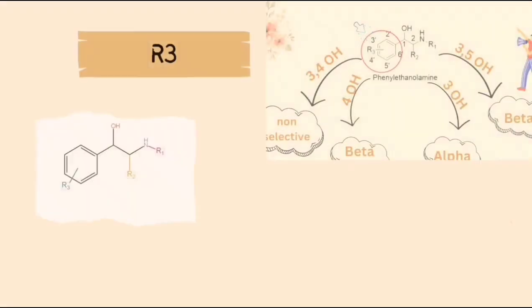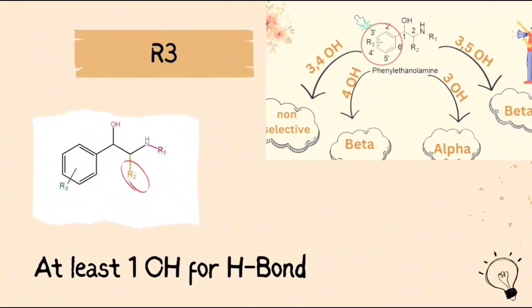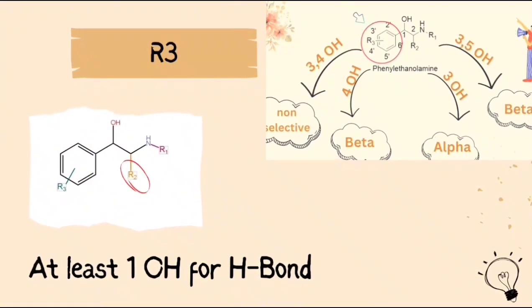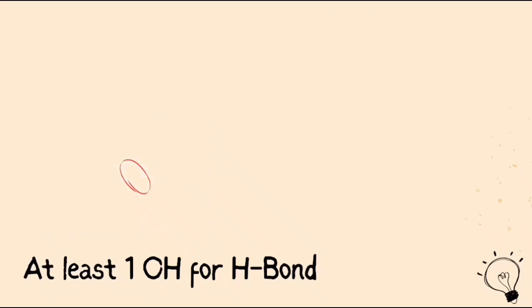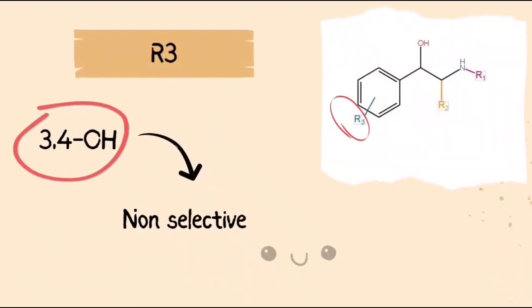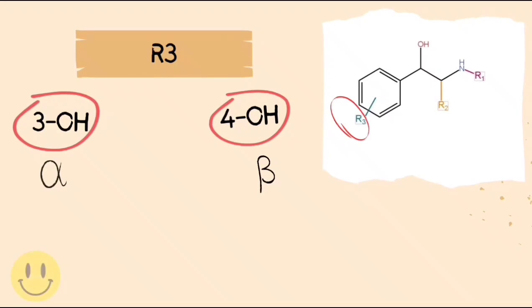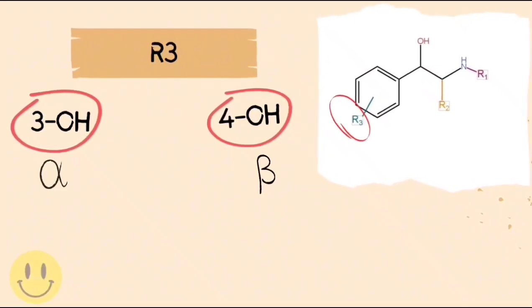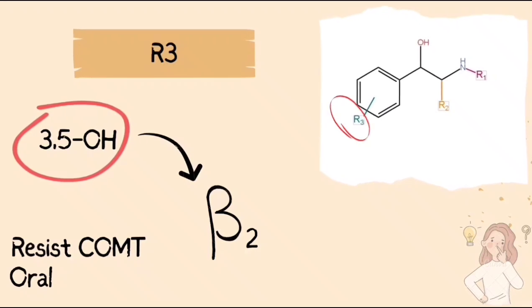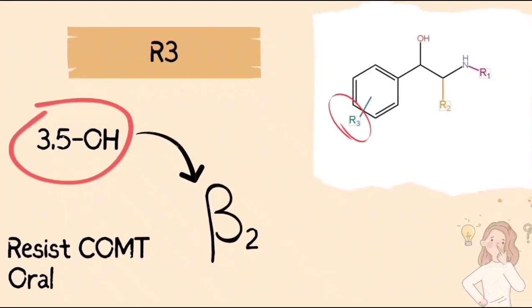And here's R3. There must be at least one hydroxyl group for hydrogen bonding. If it's a 3,4 disubstituted, it's non-selective agonist. The 4-OH gives a selective beta and the 3-OH gives a selective alpha, while 3,5 disubstitution by OH gives an agonist which is more selective on beta-2 and resists COMT enzyme, hence could be taken orally.